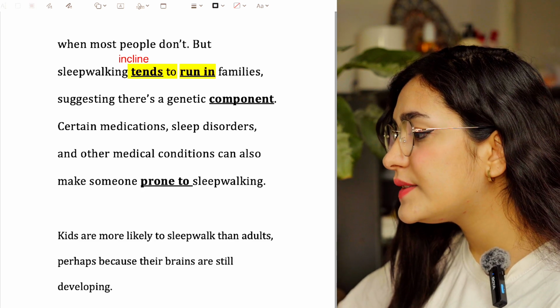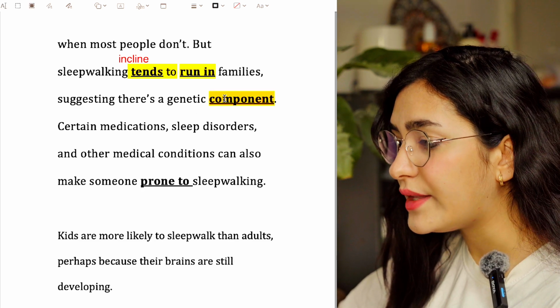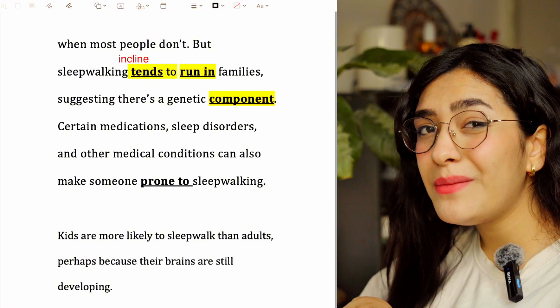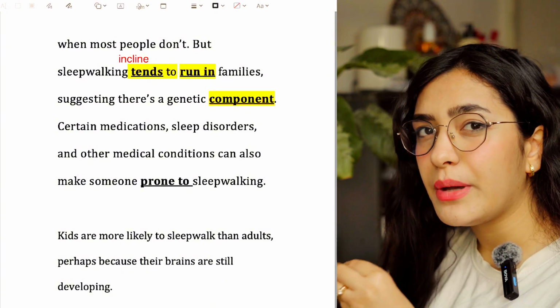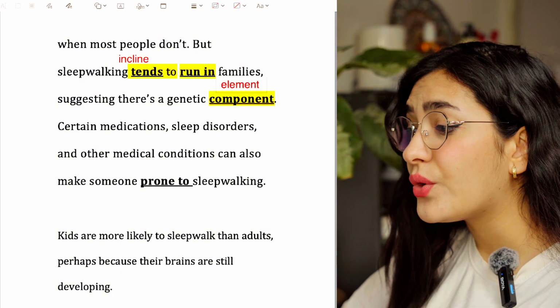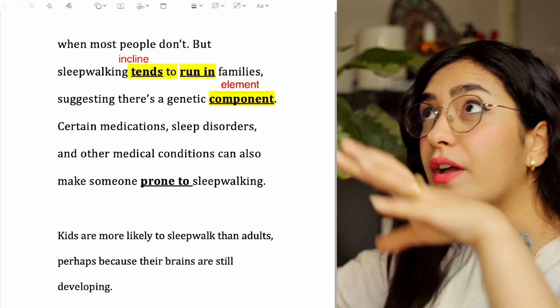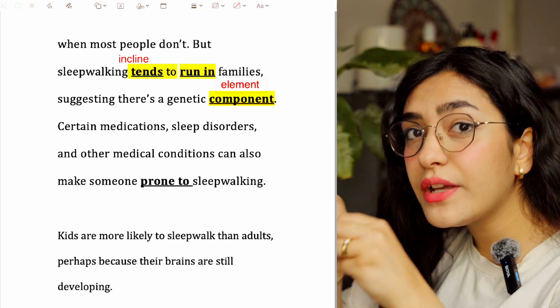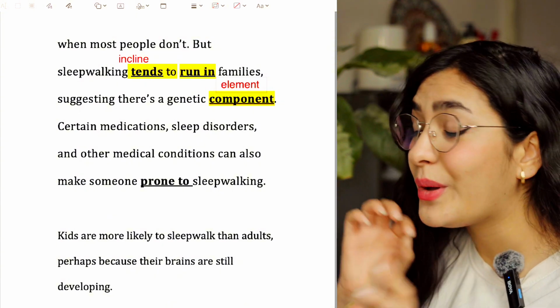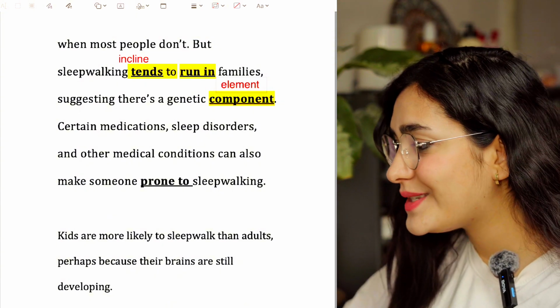The next word is component. A part or element of a larger whole. Component. The engine is a crucial component of the car. So it's a part of a whole thing. It's a part of the car, but it's a crucial component. It's a crucial element.